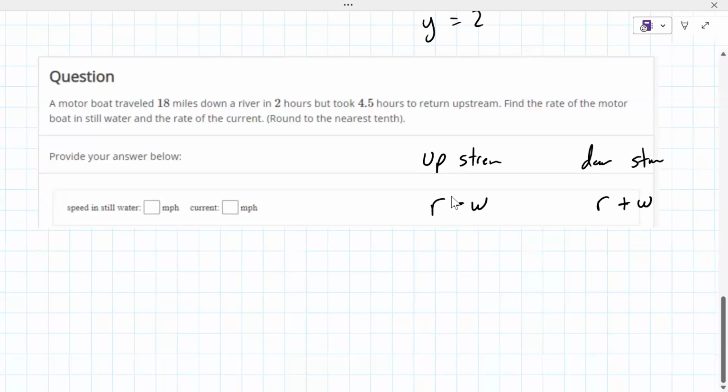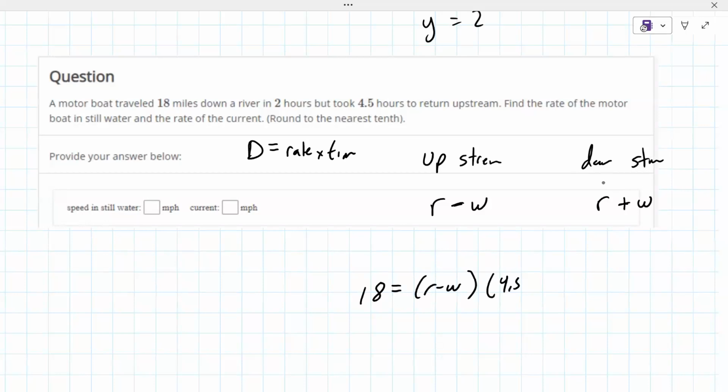Does that make sense why it's subtracted for upstream and added for down? Yes. Okay. So the other thing here is that the distance that you go is your rate times your time. The distance in both cases is 18. Your rate is R minus W for upstream. And your time is 4.5 hours. So this is your D, this is your R, this is your T.